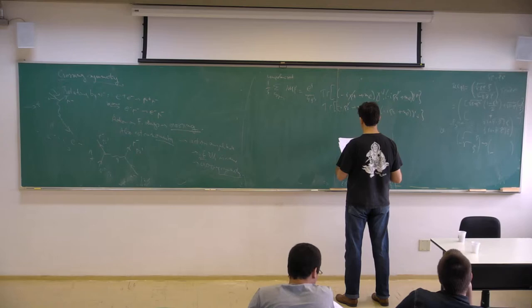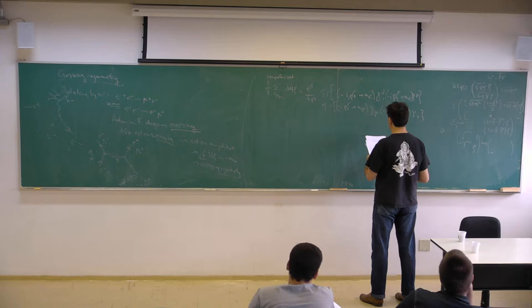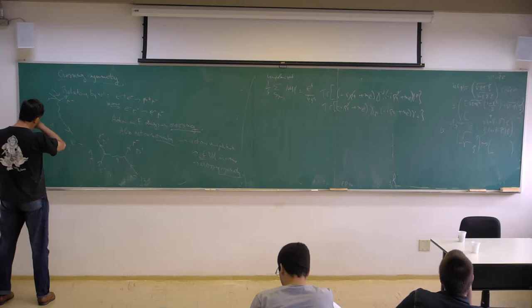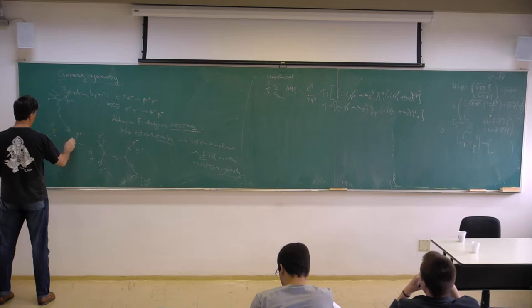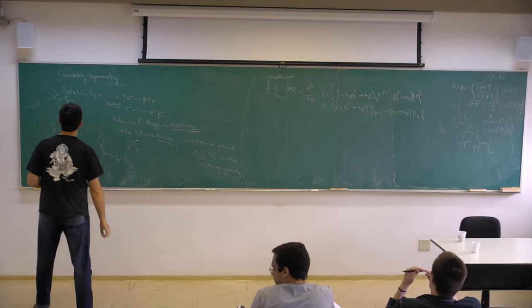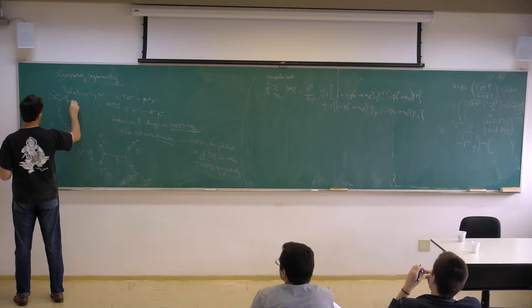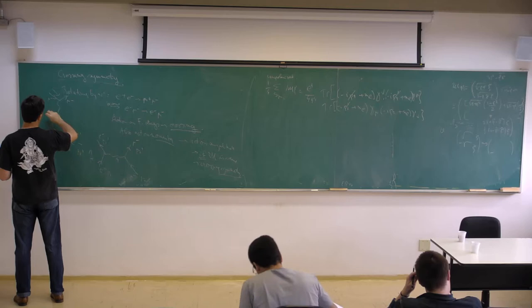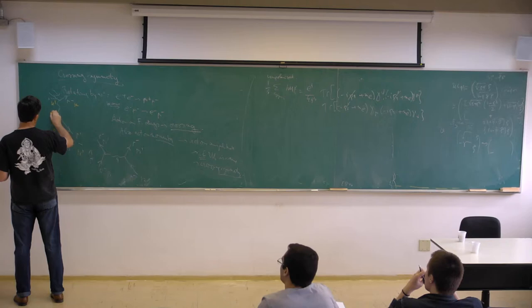Which ones were the V's? Let me look in here again. So this was P prime, which now becomes P1 prime, and this was k, k prime, which now becomes p2 prime.